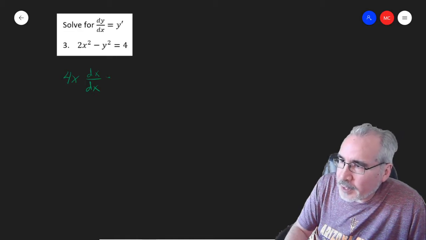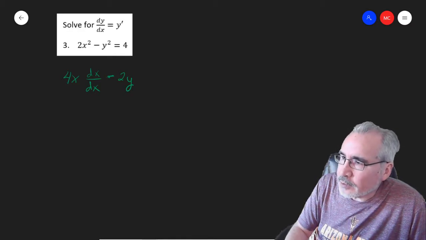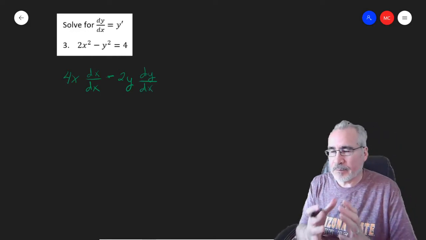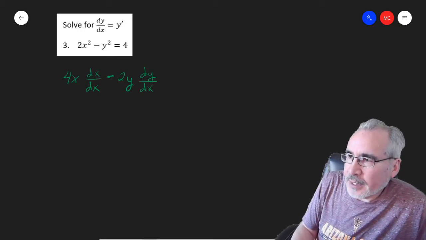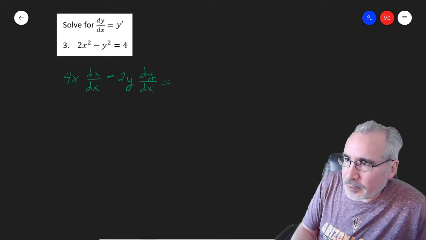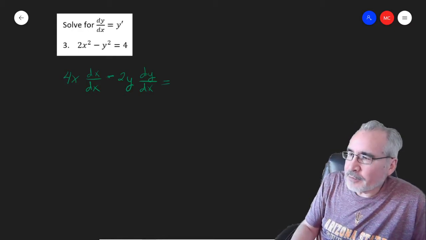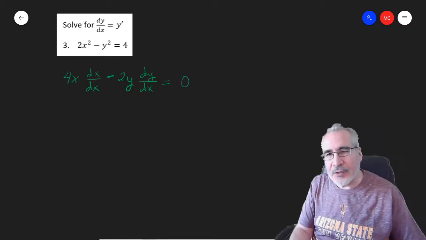So the 2 comes down in front. We get minus 2y. 2 minus 1 is 1, so that's y to the 1 power. And what did we do? We took the derivative of y with respect to x. And again, that's because this is an implicit function of x and y. And that's all equal to the derivative of 4. And again, it's my favorite part, derivative 0.